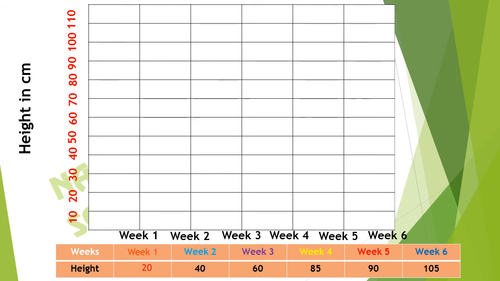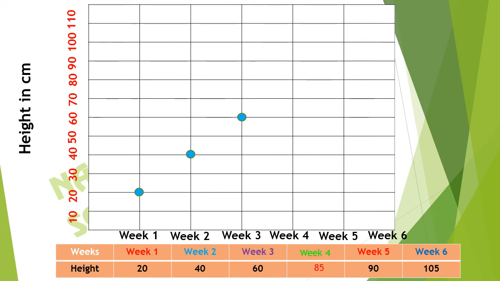If we see the height of the plant in week 1, it is 20 centimeters. So we place a point at the intersection of week 1 and its height. During week 2, its height is 40 centimeters. So we place a point at the intersection of week 2 and its height, 40 centimeters. In week 3, the height is 60 centimeters. So we place a point at the intersection of week 3 and its height, that is 60 centimeters.